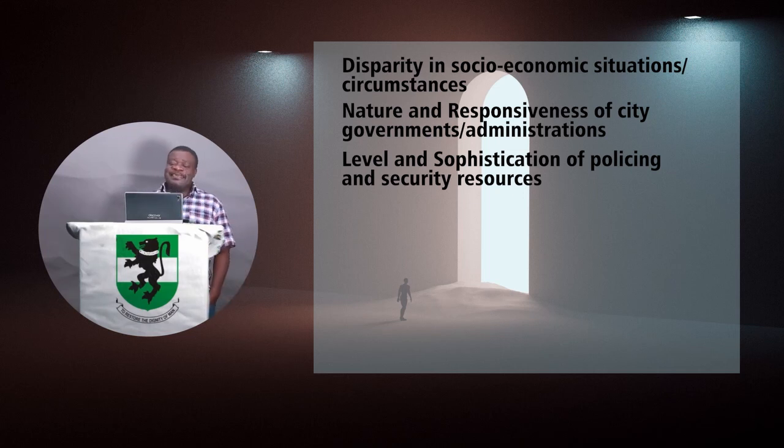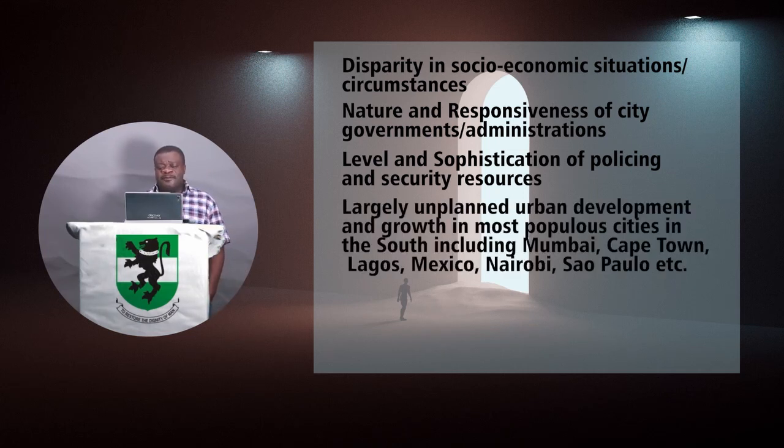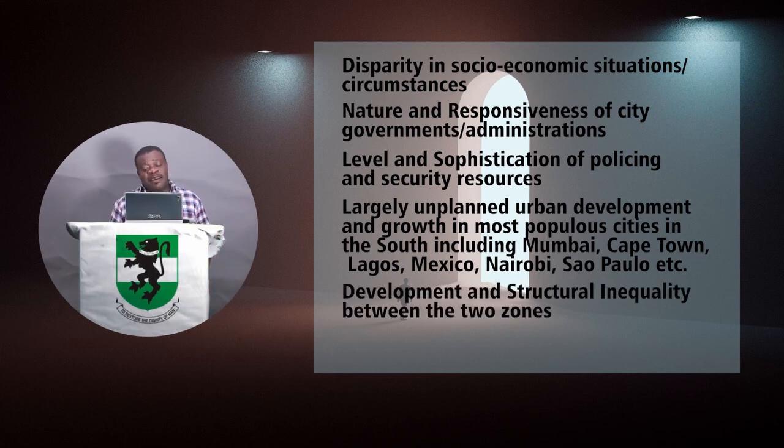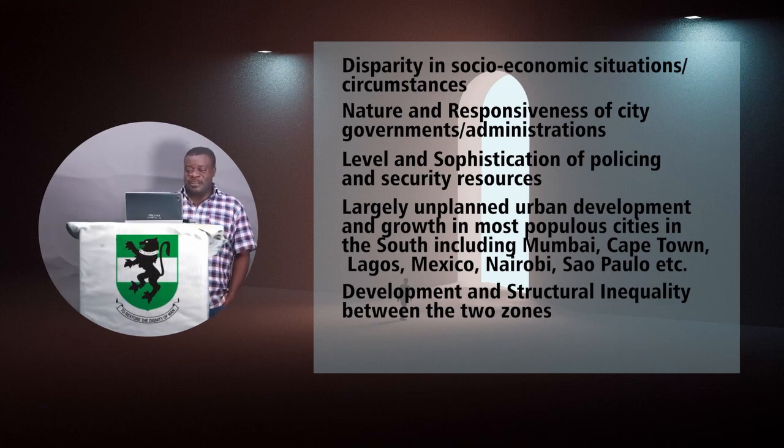The fourth one is what can be called a very high rate of unplanned urban development and growth in most parts of the global south. For instance, Mumbai in India, Cape Town in South Africa, Lagos in Nigeria, Mexico, Nairobi in Kenya, Sao Paulo in Brazil, and others. These are areas where you have very intense urbanization without adequate planning. Then the fifth one is development and structural inequality between the two zones. I think this is more like self-explanatory in terms of the differences in outcomes for citizens.